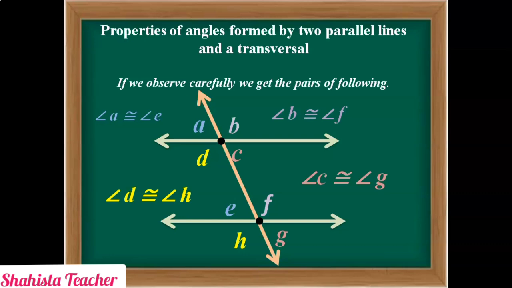Corresponding angles represent the same side, same direction, and the shape is F. So if you can see properly, it is the shape of an F. See this? This is the shape of an F. Corresponding angles say same side, same direction, and these are the pairs of corresponding angles.